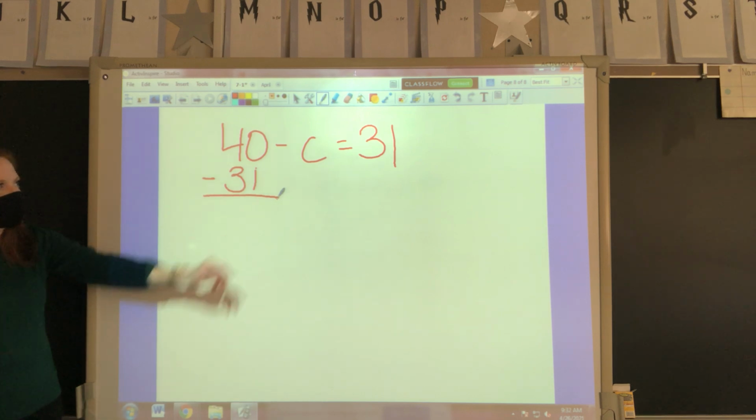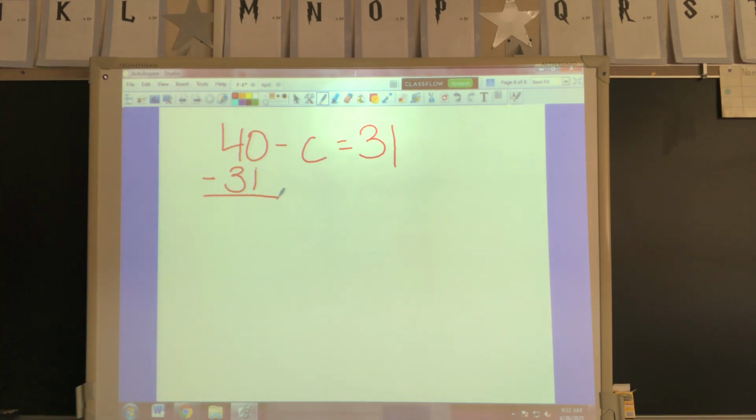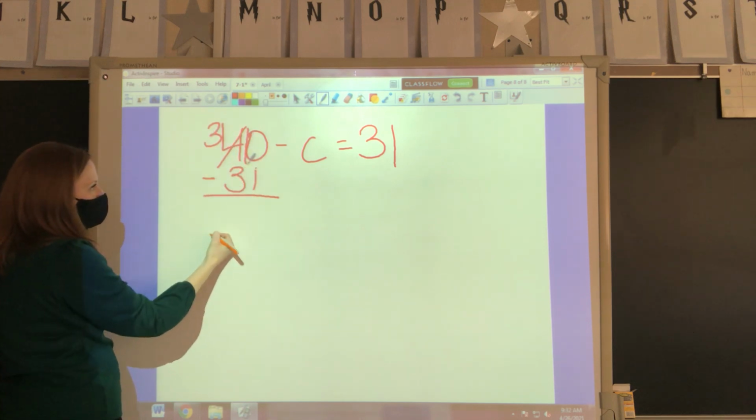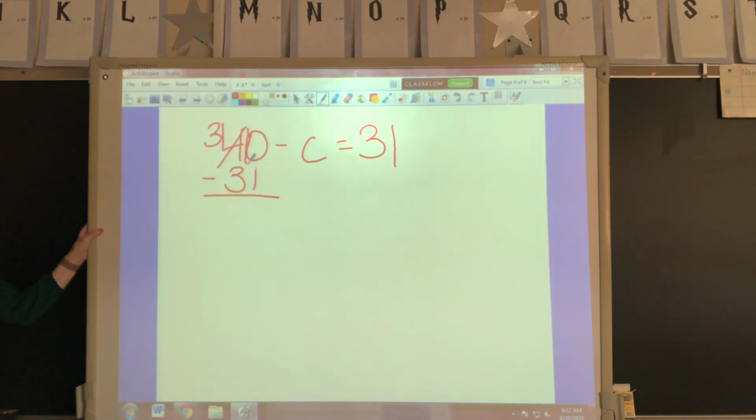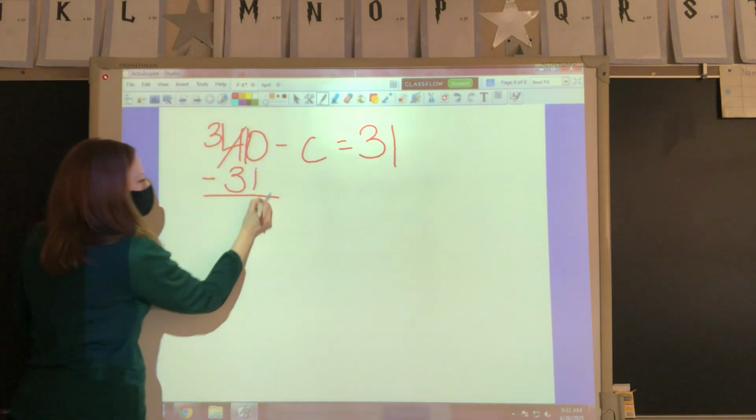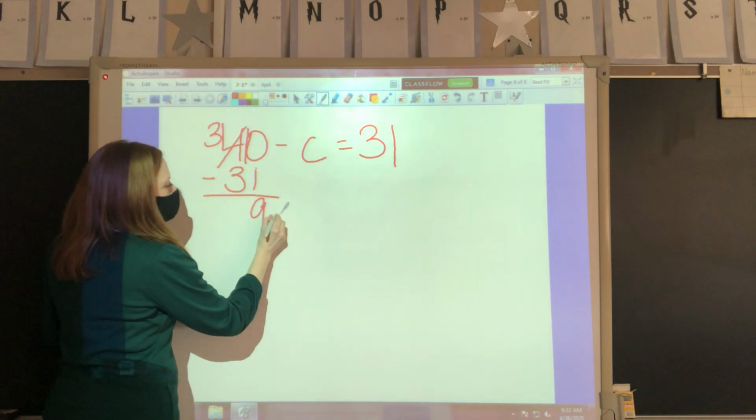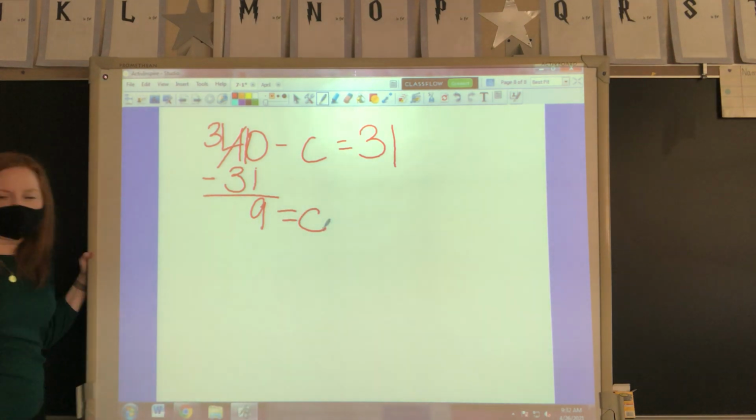All right, so how should I do this one? So when you do 40 minus 31, you'll get 9. Okay, but how do I do it? Solve it. How do I solve it? So I'm going to borrow from the 4, make this a 10, and then do 10 minus 1, which is 9. And 3 minus 3 is 0. So C equals 9.